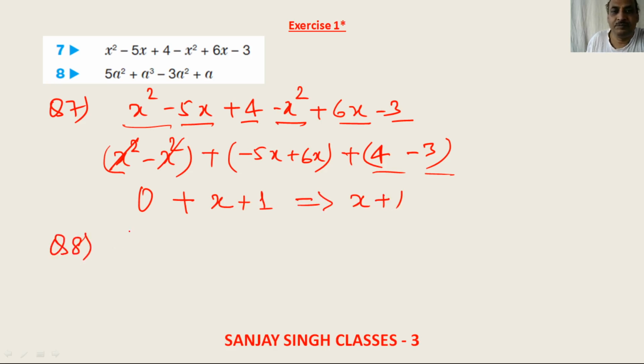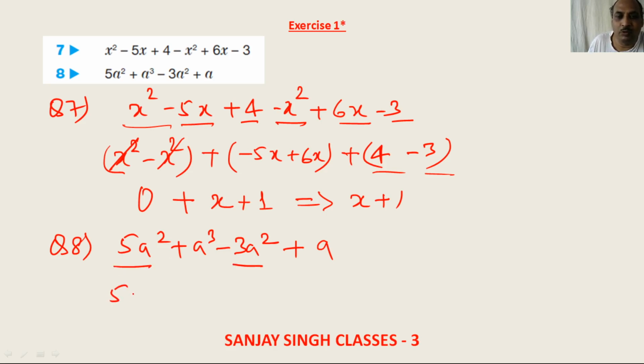Question number 8. 5a square plus a cube minus 3a square plus a. Right? So here 5a square minus 3a square will come together as they are like terms. Both of them are like terms. Plus a cube plus a are not like terms, so no operation, no addition will be possible further. 5a square minus 3a square, subtraction will be there, so it will give us 2a square plus a cube plus a.